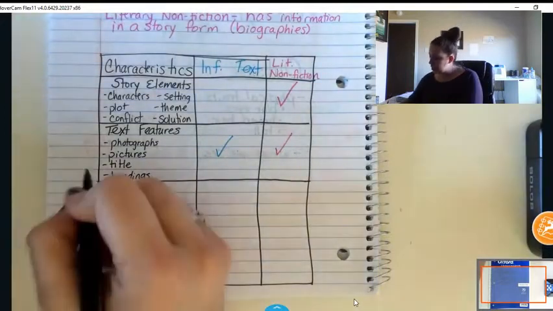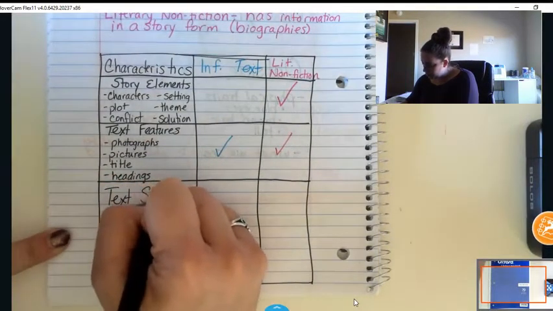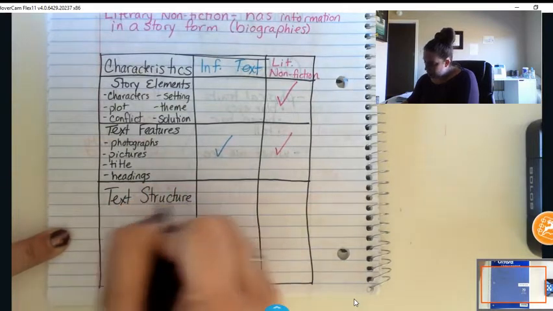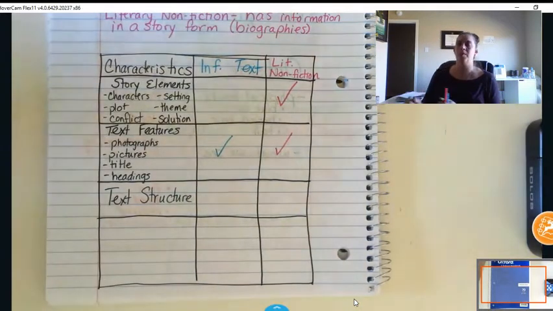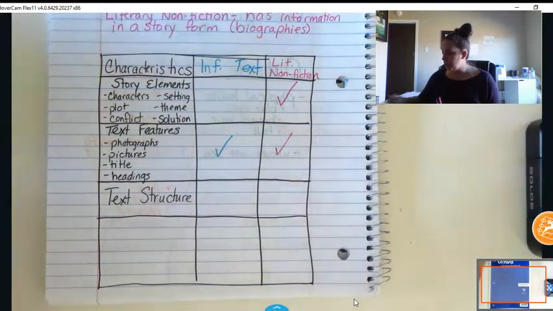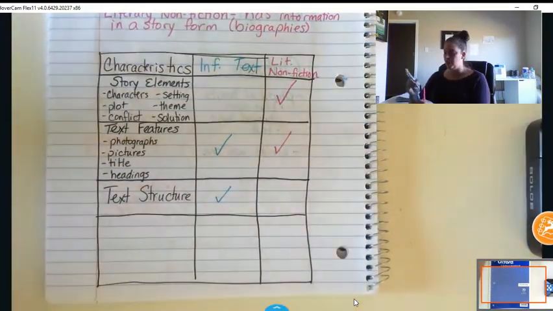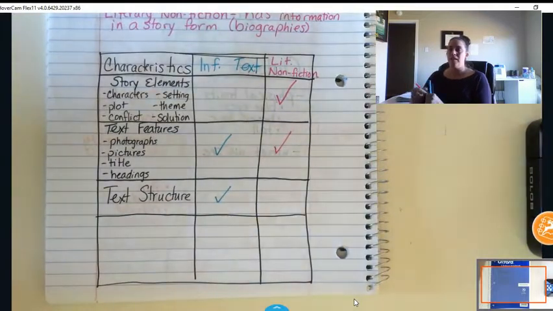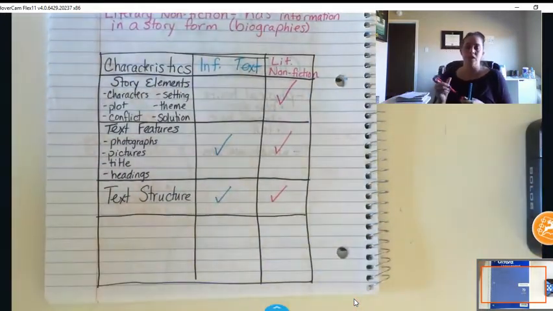Our third section of characteristics is going to be text structure. And there are 5 text structures that we've gone over and over and over, and I'm not going to make you write them again because we just did these. And we know for sure that those are in informational text because that's what we used in order to learn about text structure. But did you know that your literary nonfiction can also have those different types of text structure?